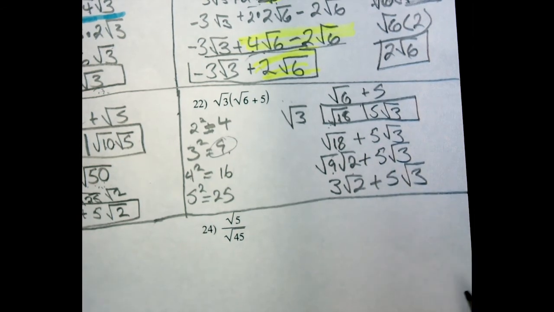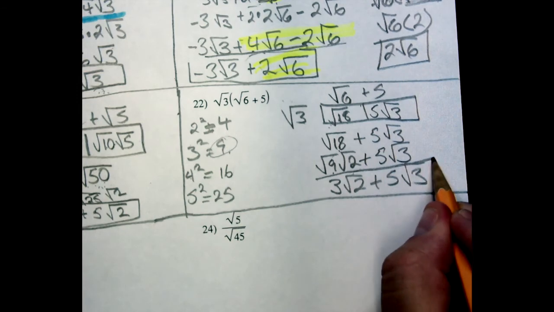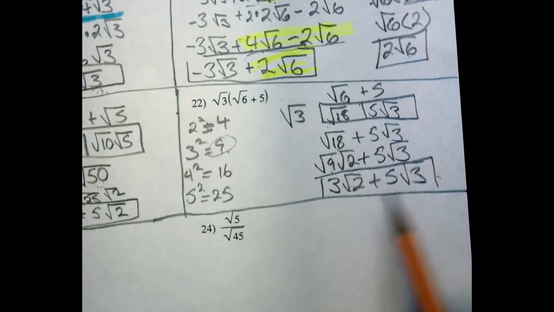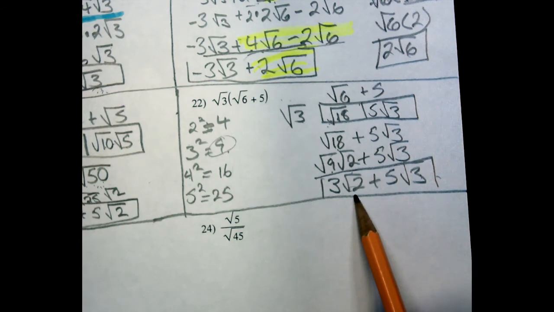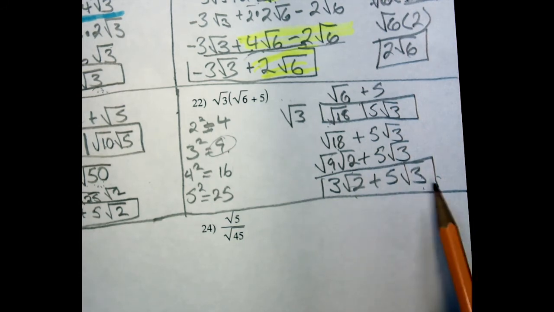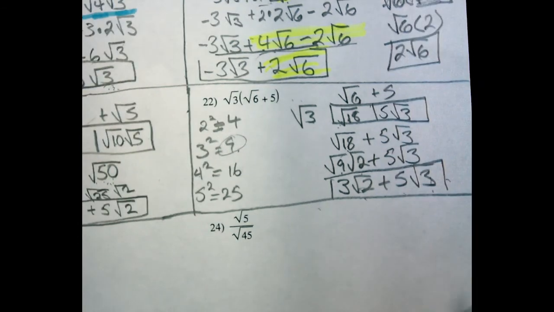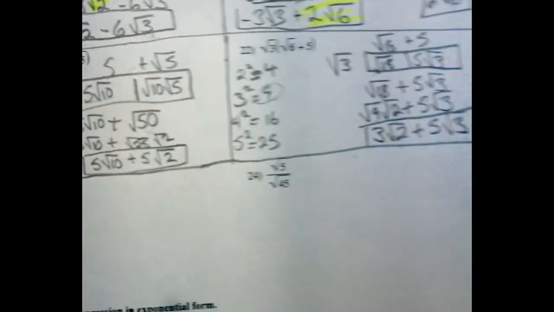I just want to remind you guys, I've been writing it down, but I want to say it so it kind of sticks in your brain. I can't combine these because this is the square root of 2 and this is the square root of 3. If they were both the same, then I could combine the coefficients, but they're not. So we just leave them like that. Any questions?